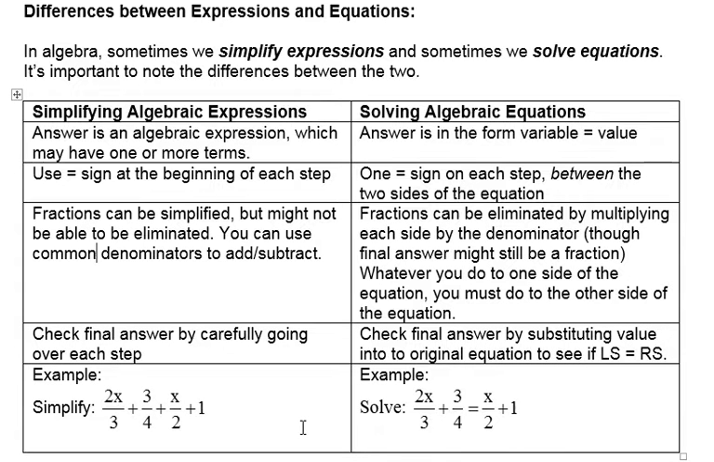And lastly, how we check them is different. When we're checking our simplification, we simply go over each step, make sure we haven't made any silly mistakes, as we all often do. But with solving an algebraic equation, we have a more powerful check, because we can substitute the value that we get into our original equation and see if the left side equals the right side.